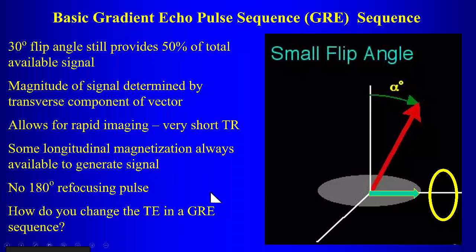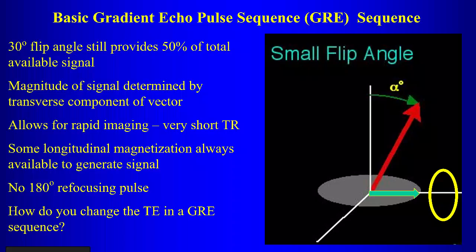There is no 180-degree refocusing pulse. That 180-degree refocusing pulse also contributes to time. That can set a limit in terms of how short you can make your TRs if you're using 180-degree pulses. But if you're not using them, now you can make your TRs very, very short, and then you can do very rapid imaging.